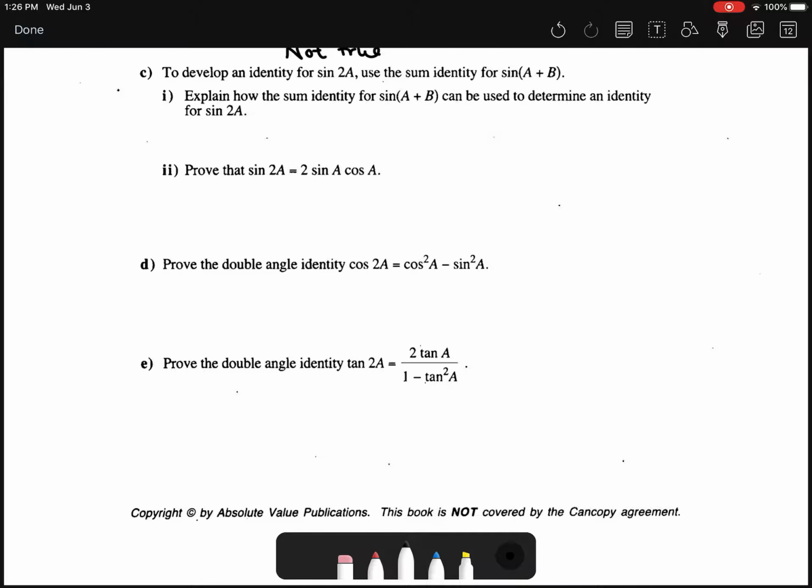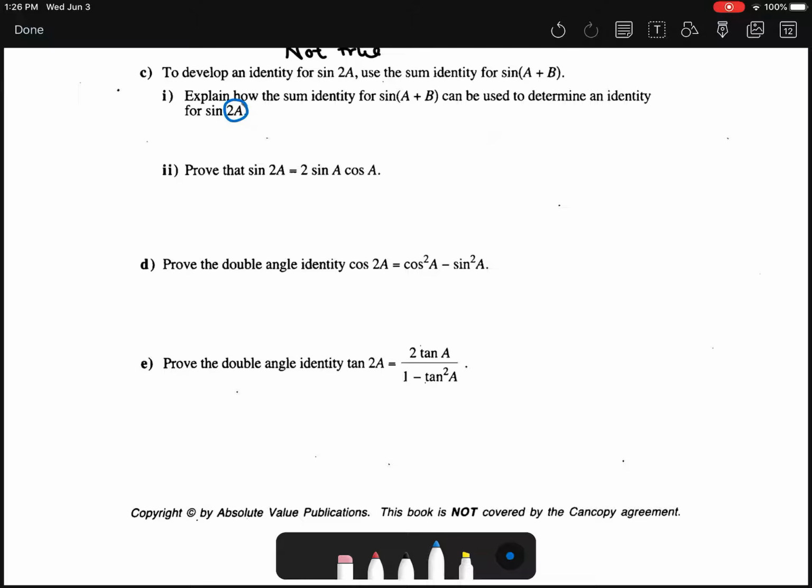To develop an identity for sine of 2a, we use the sum identity for sine of a plus b. So that's why they provide it for us at the top of the page so that we can refer to it quickly if we don't have it memorized or if we are unsure of where to find it really quickly. So the first thing it says, explain how the sum identity sine a plus b can be used to determine an identity for sine of 2a.